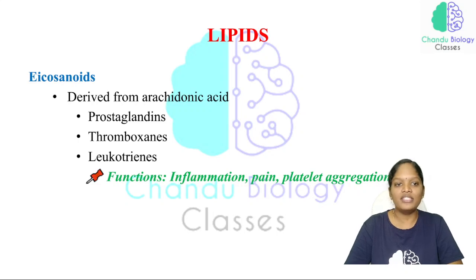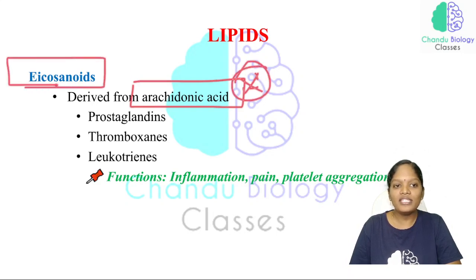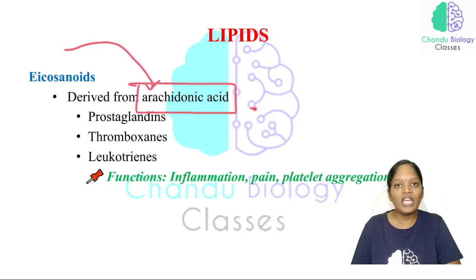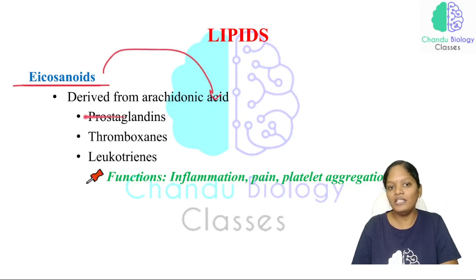Now eicosanoids. They are derived from the arachidonic acid. Very, very important. This can be expected in the exam. So eicosanoids, again, come under the derived lipids. It is derived from which acid? Arachidonic acid. Where have we studied this arachidonic acid? This is coming under the unsaturated fatty acids, which is the simple lipid. So these eicosanoids will be derived from the simple lipid.